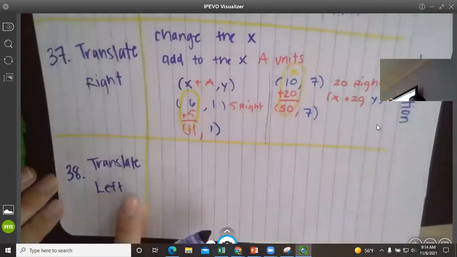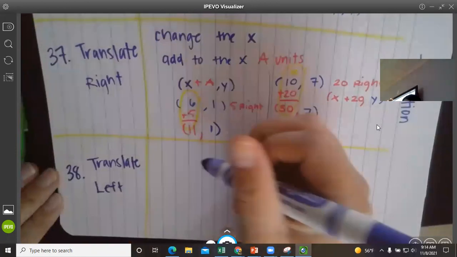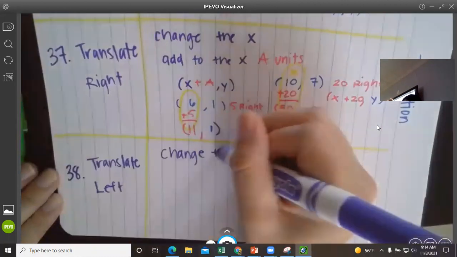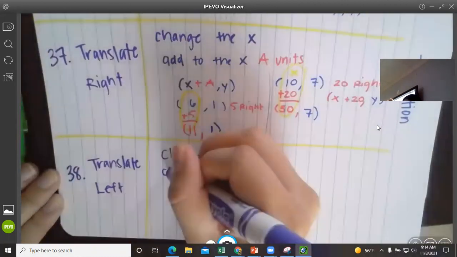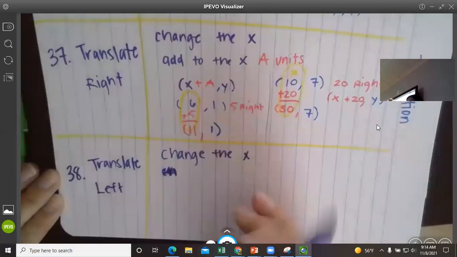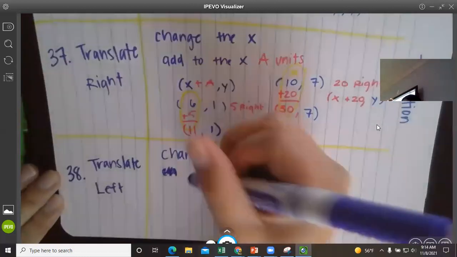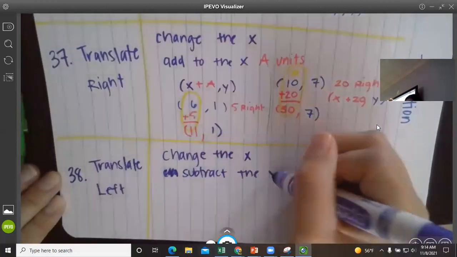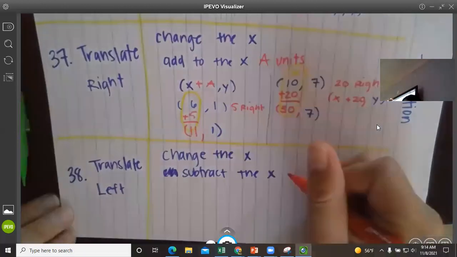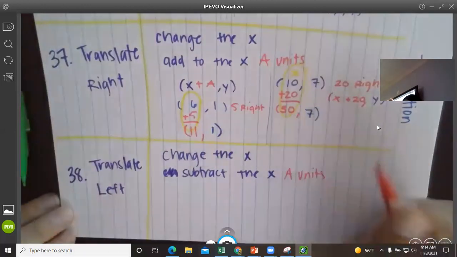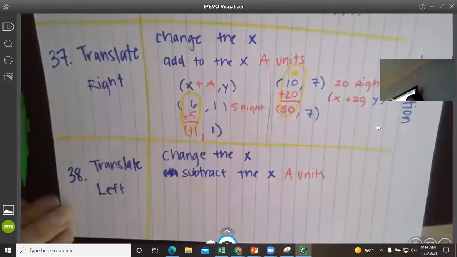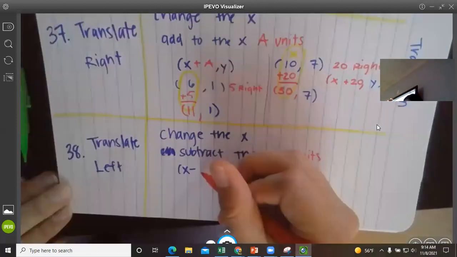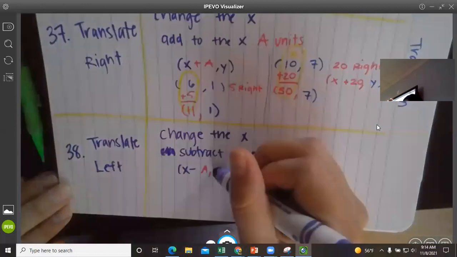Do you think that's going to change the X or the Y? Yeah, still the X, because X's go this way. Do you think that's going to subtract or add? Yeah, it's the opposite because we're going to smaller numbers. However many tells you, that's what you subtract. All right. That's going to be X minus, that's my rule, X minus A, comma, Y.